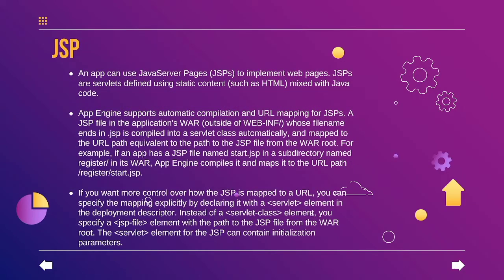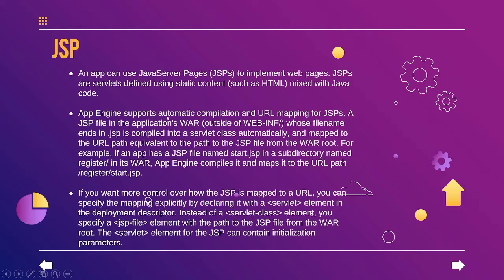Next, we have to discuss JSPs, which is basically the acronym for Java Server Pages. An app can use Java Server Pages to implement web pages, and they are basically servlets defined using static content such as HTML mixed with Java code. So in a JSP file, we could use static content such as HTML, CSS, and even JavaScript as well, along with a programming language such as Java.